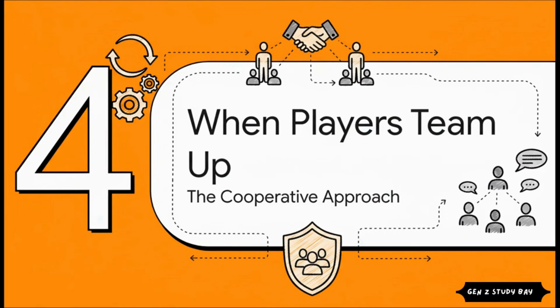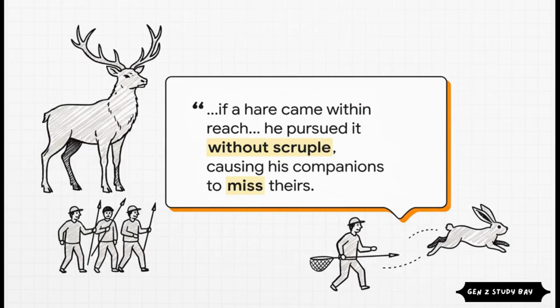Okay, so everything we've looked at so far assumes our players are on their own, making their own secret decisions. But what happens if they can talk? What if they can make deals, form alliances, and work together? Well, that brings us to a whole different way of looking at things, cooperative game theory. The philosopher Jean-Jacques Rousseau told this great story about a stag hunt that perfectly captures the whole dilemma of cooperation.